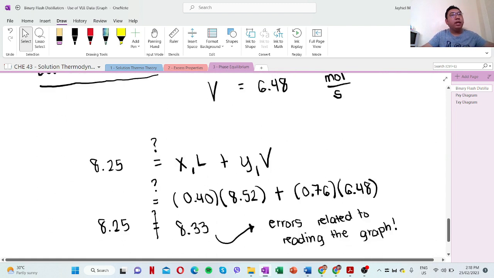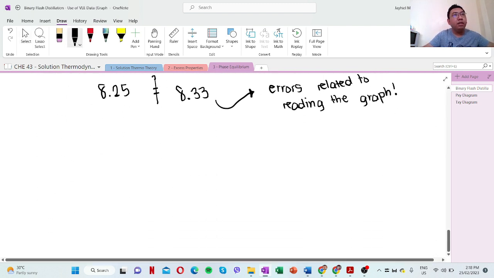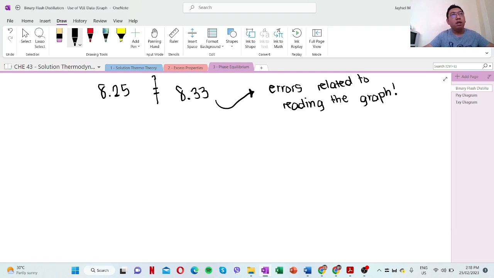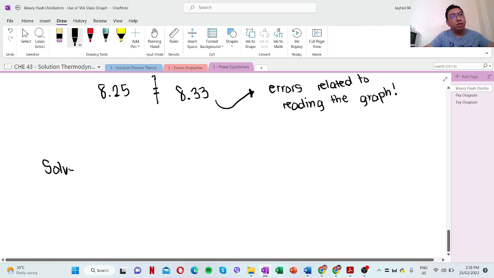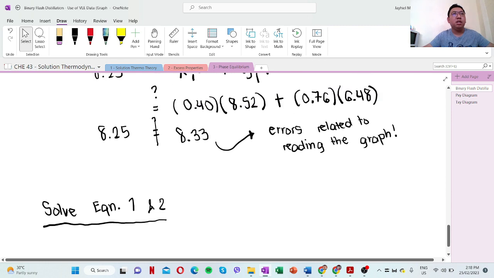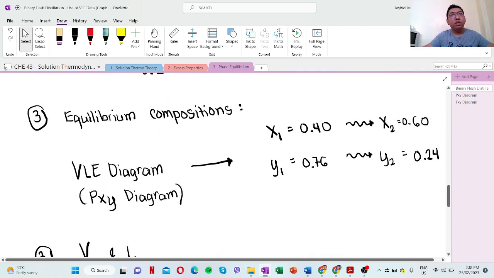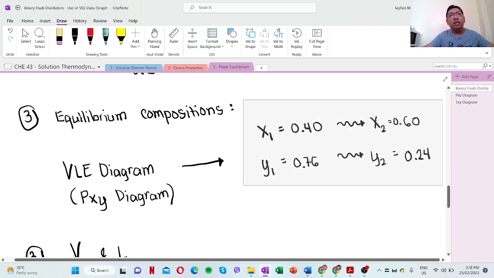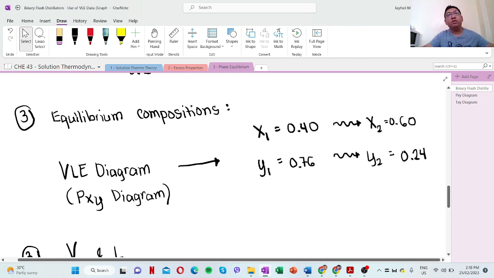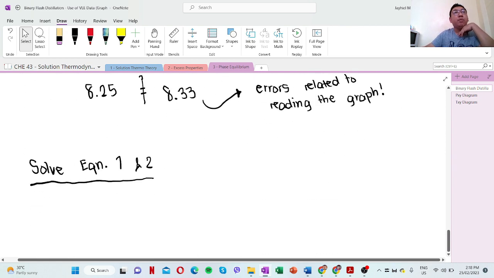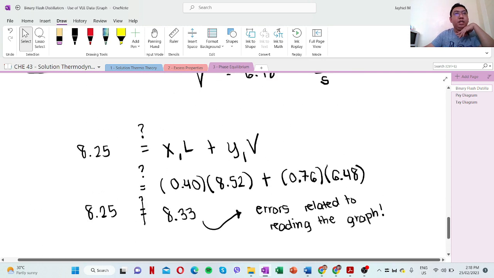Another approach that you can do is to solve it using algebra. So you solve equations 1 and 2. So you might ask me, sir, are we still doing graphical? The answer is yes. Because the fact alone that you have used the VLE data to read the following values, it's already a graphical approach in itself.